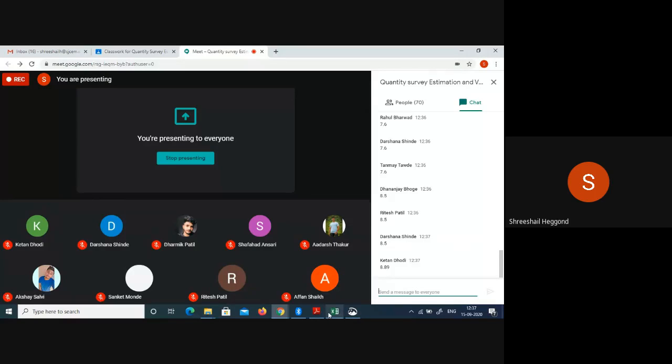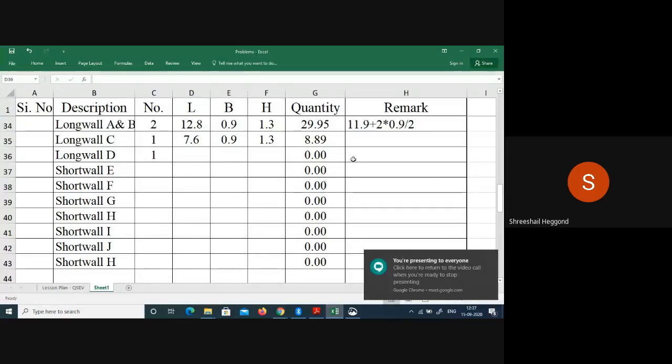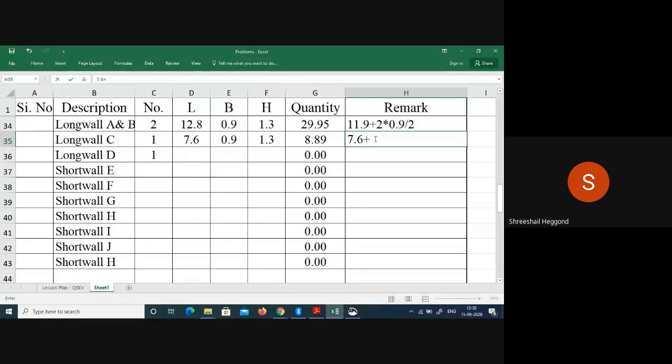8.5 is of quantity or so 8.89. It will have to be 7.6, sir. Sir, in 7.6 you have to add 0.9, sir, since it is a long wall, so center to center distance. Okay. 7.6 is center to center length. That's both the side. 2 into 0.9 divided by 2. That will be of 8.5. Therefore, quantity will be 9.95. Yeah, in long walls everywhere you have to add quantity.